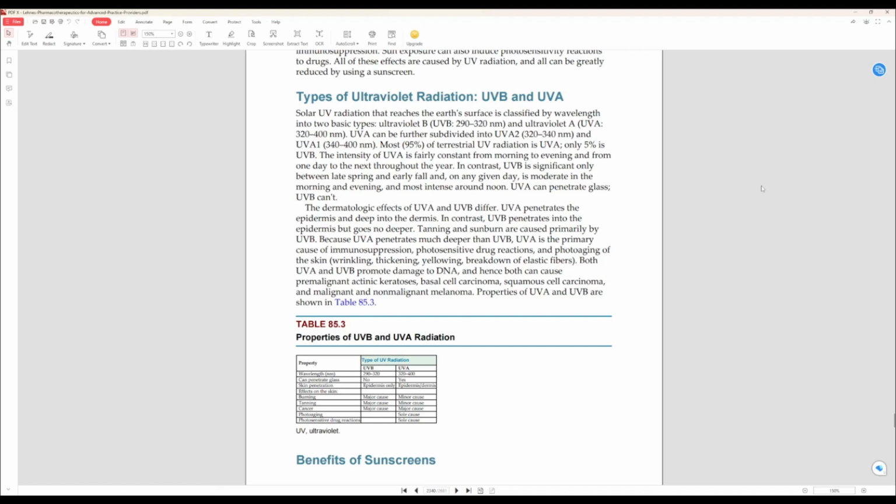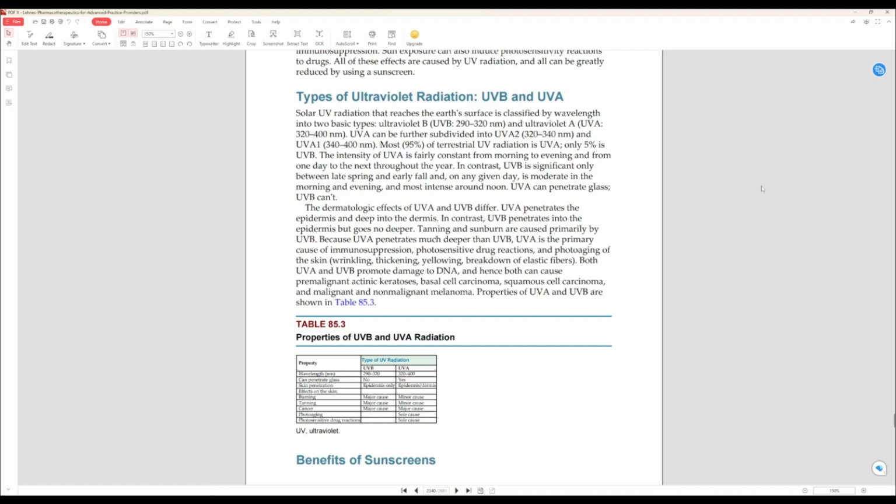The dermatologic effects of UVA and UVB differ. UVA penetrates the epidermis and deep into the dermis. In contrast, UVB penetrates into the epidermis but goes no deeper. Tanning and sunburn are caused primarily by UVB, while UVA penetrates much deeper than UVB. UVA is the primary cause, however, of immunosuppression, photosensitive drug reactions, and photoaging of the skin.